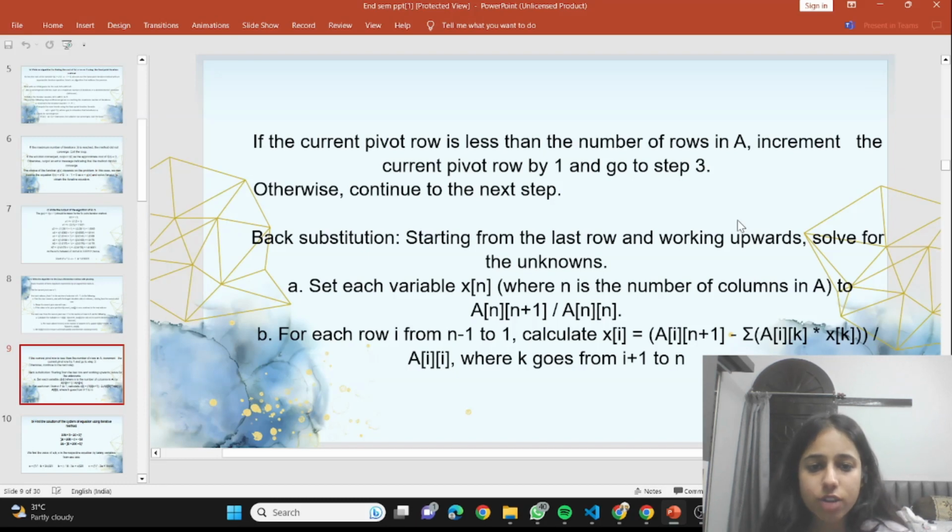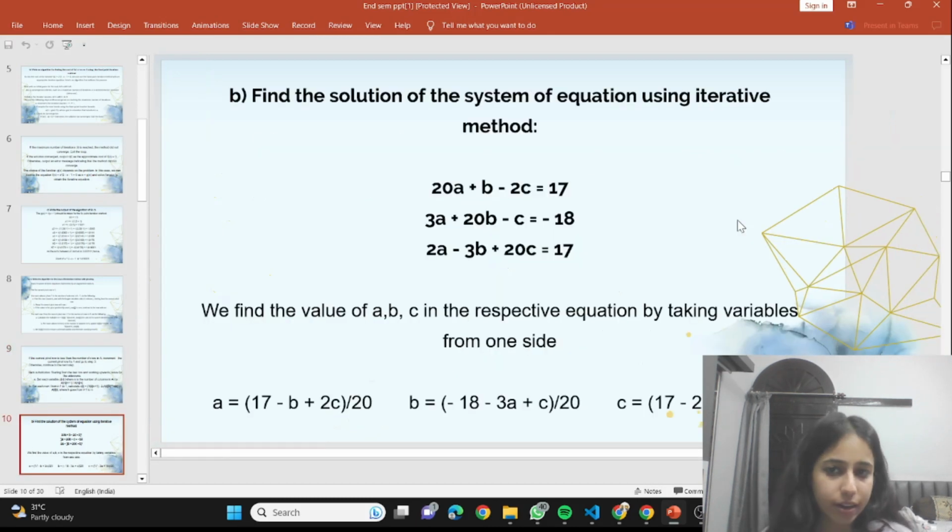Back substitution: starting from the last row and working upwards, solve the unknowns. Set each variable x_n, where n is the number of columns in A, to a_n,n+1 upon a_nn. For each row I from n minus 1 to 1, calculate x_i equal to a_i,n+1 minus the summation of a_ik into x_k, upon a_ii, where k goes from I plus 1 to n.